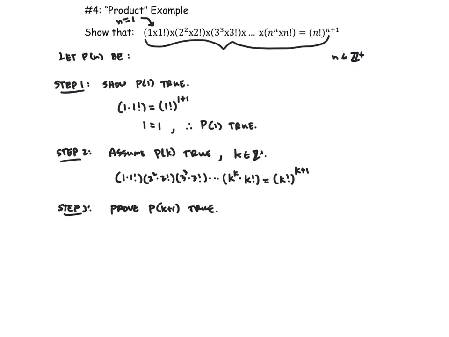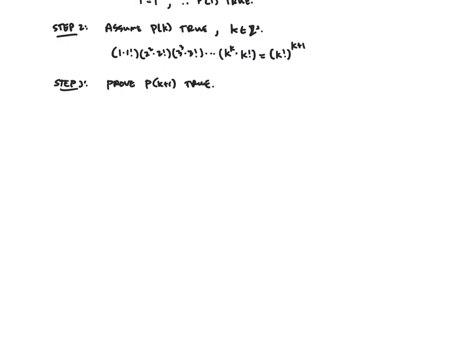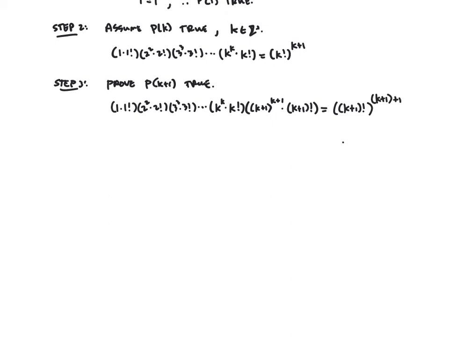All right, let's dig into this a little bit. If P(k+1) is true, then that would mean 1 times 1 factorial, 2 squared times 2 factorial, 3 cubed times 3 factorial, k to the kth times k factorial, and then we put in the (k+1)th term, (k+1) to the (k+1)th times (k+1) factorial should be equal to (k+1) factorial to the (k+1)+1th power.